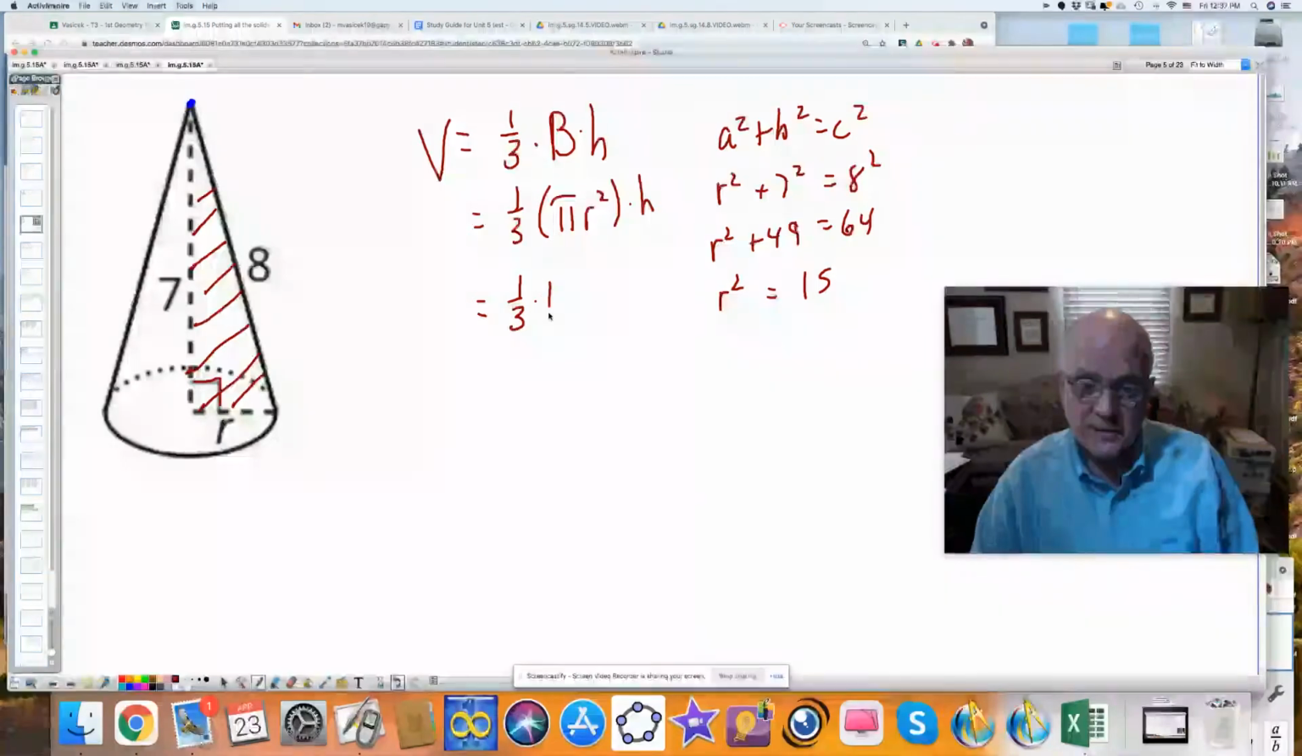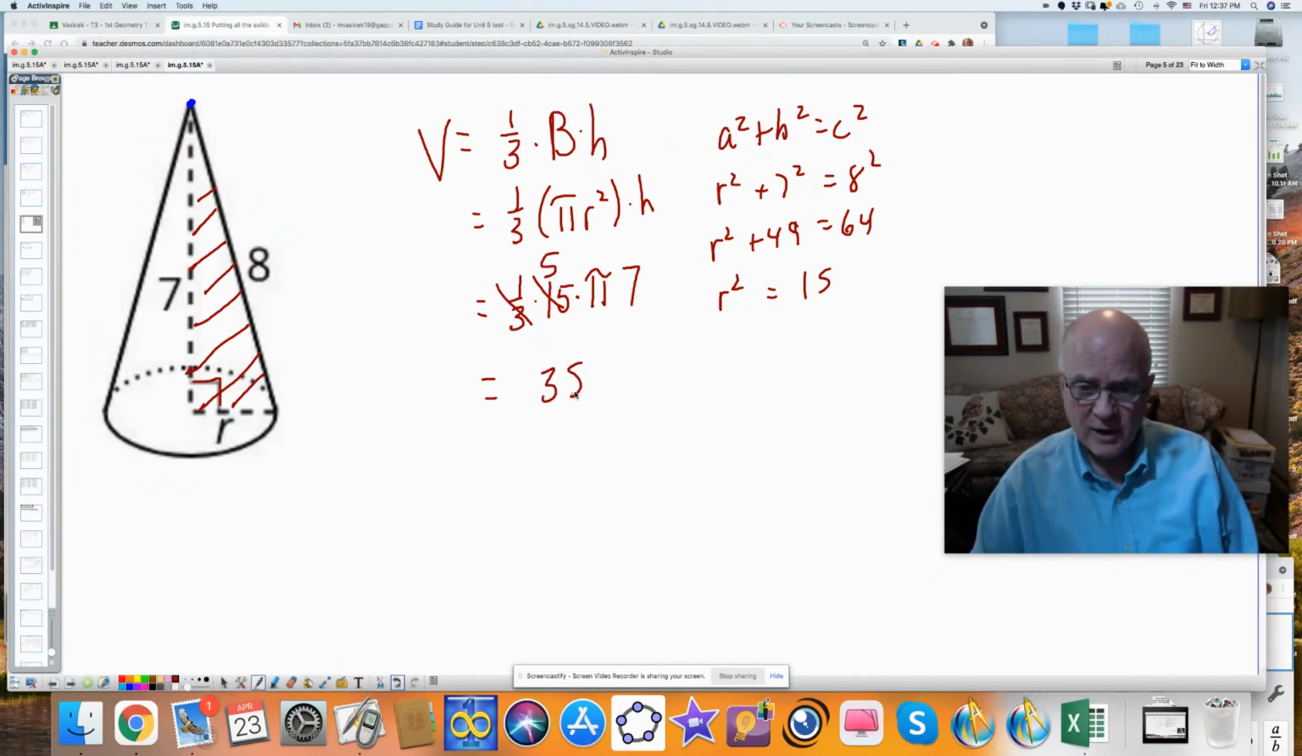1/3 times 15 times pi times my height of 7. 15 divided by 3, or 15 times 1/3, is 5. 5 times 7 is 35 pi. Oh, I forgot to tell you. I wasn't doing this mentally, but this is my answer.